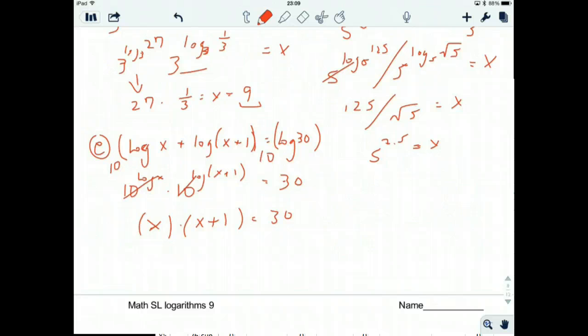So that would be x squared. Well, you can kind of see what this is already, right? A number times the next number would be 5 times 6 equals 30, right? So x is equal to 5. You could factor it or make it into a quadratic, but that one's pretty easy, right?